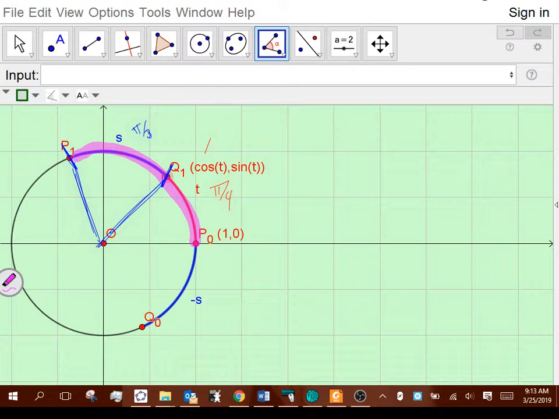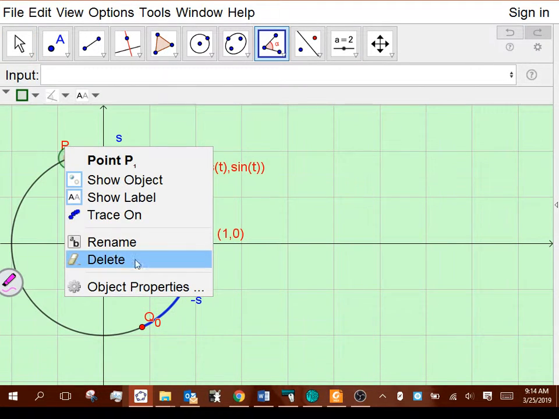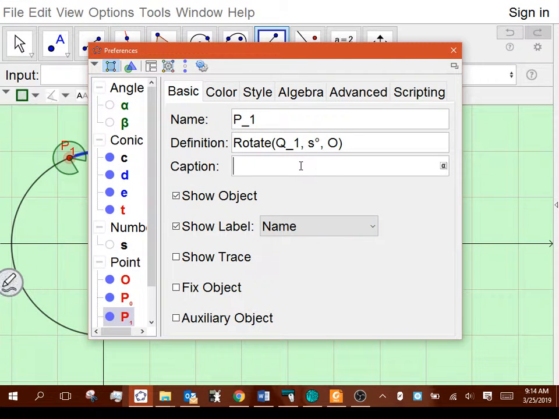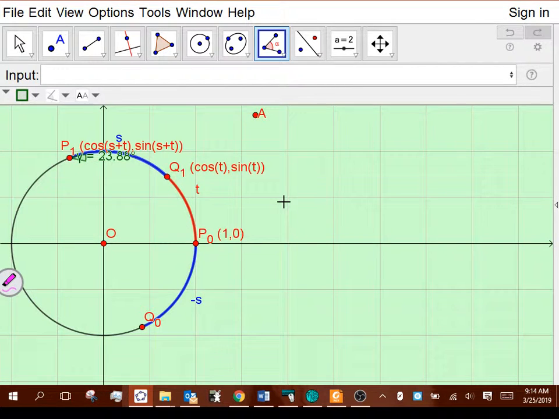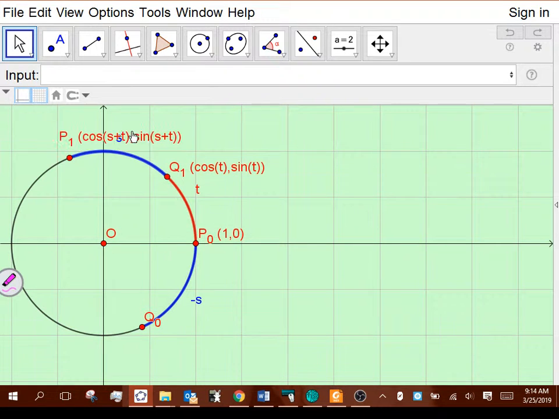So then P1's ordered pair would be cosine S plus T, comma sine S plus T. Would you guys agree with that? You don't know what's going on there. All right. We good so far? Okay, so that point there is defined as cosine of S plus T, comma sine S plus T.